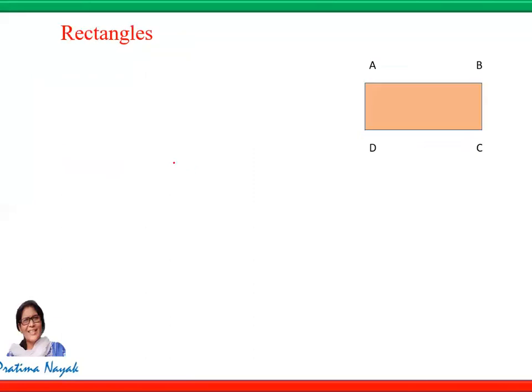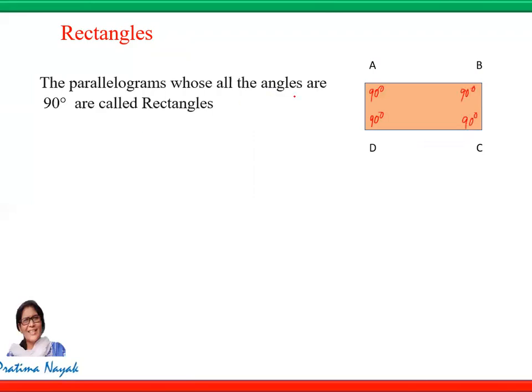Rectangle. What is a rectangle? If a parallelogram has 90 degree each angle, you will find a rectangle. So the parallelogram whose all the angles are 90 degree is called a rectangle. So it has all properties of a parallelogram. What is it? AB parallel to DC, AD parallel to BC.